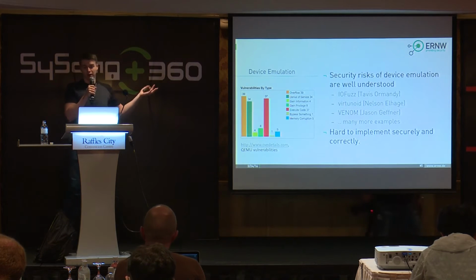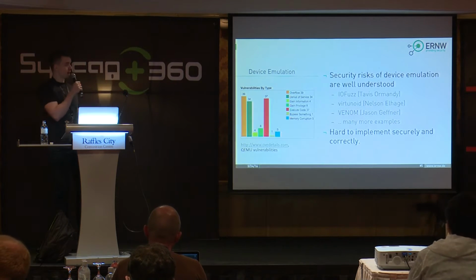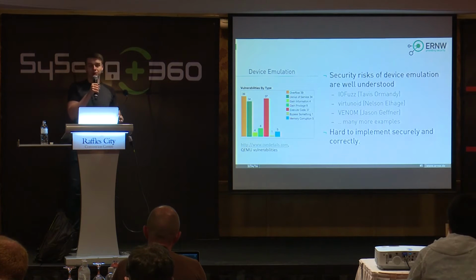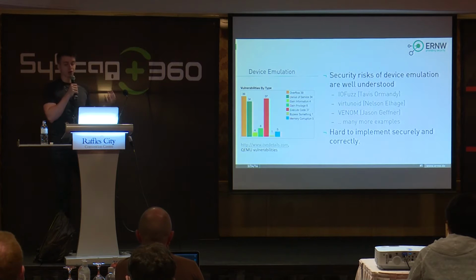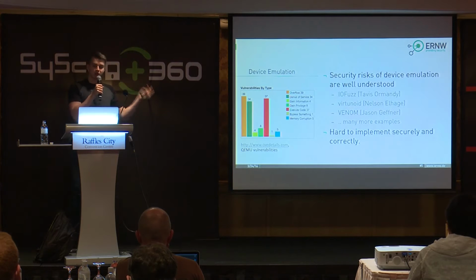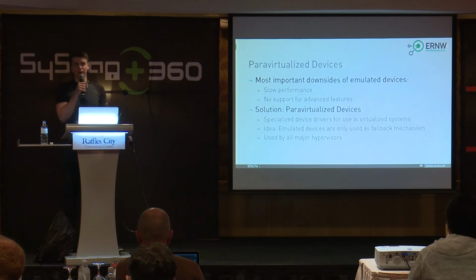And last year, we had the Venom bug, which was a floppy disk controller bug. It was part of the QEMU code, and you could use that to break out. So in summary, device emulation is quite hard to implement securely and correctly, and you will find a lot of bugs in it. So why am I talking about paravirtualized devices?